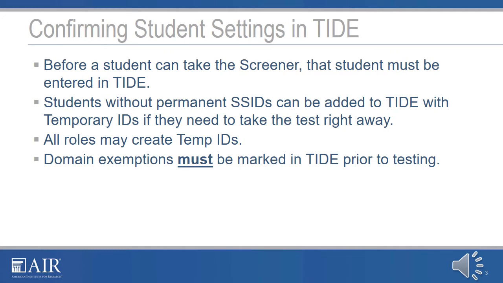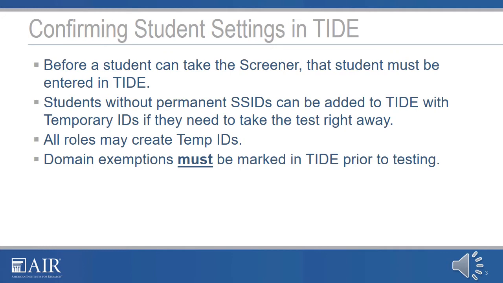If the student does not yet have a permanent SSID and needs to take the screener immediately, then they must be added to TIDE manually using an automatically assigned temporary ID. In Oregon, all roles have permissions to create temp IDs. Also note that only users with certain permissions may add students to TIDE. For information on specific user roles and permissions, see your TIDE user guide.